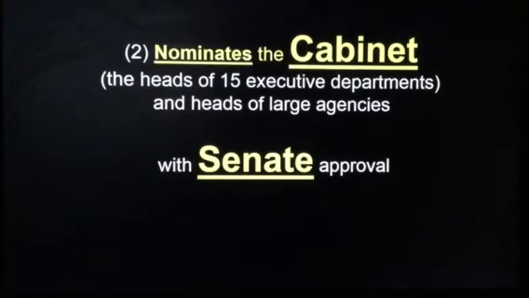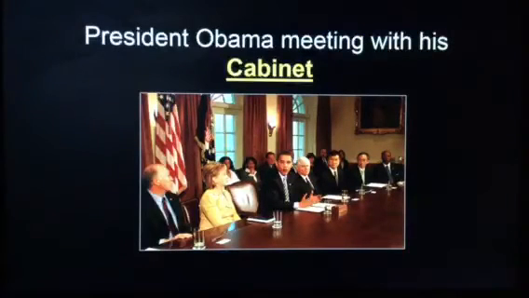The president nominates the cabinet heads. He doesn't appoint them, he nominates them because the Senate has to approve them. They form his cabinet, these 15 executive heads. They're called secretaries. The Senate must approve them. Here's former President Obama meeting with his cabinet.